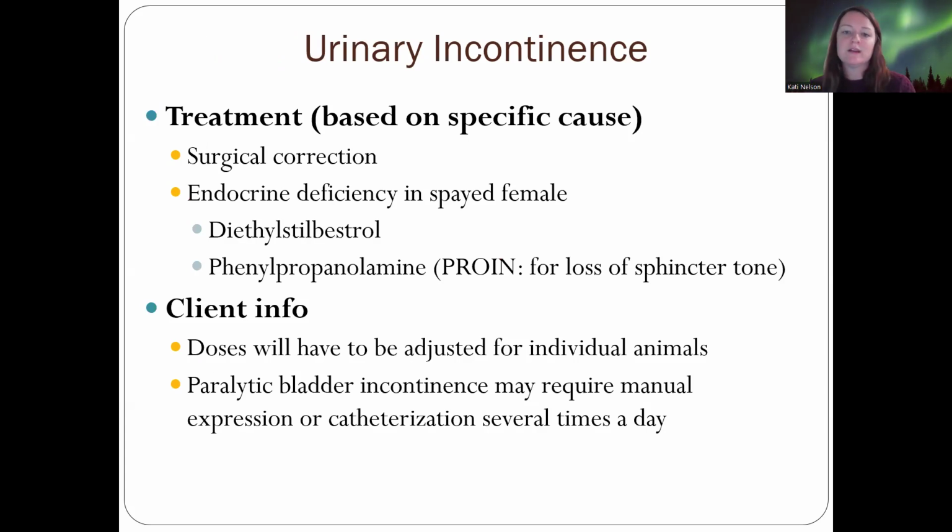And then treatment is going to be based on the specific cause, right? So surgical correction, depending on what's anatomically happening, and endocrine deficiencies in this spayed female. Proin is a medication that we use. I'm smiling because Proin helps with that loss of sphincter tone.